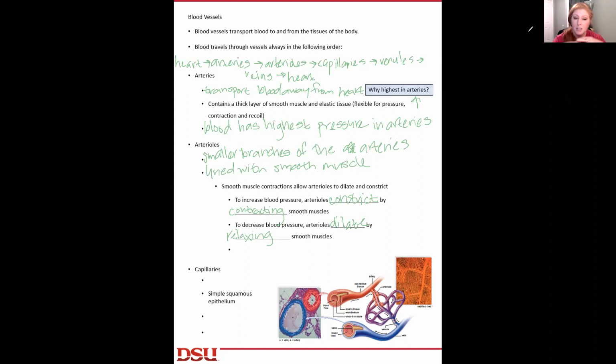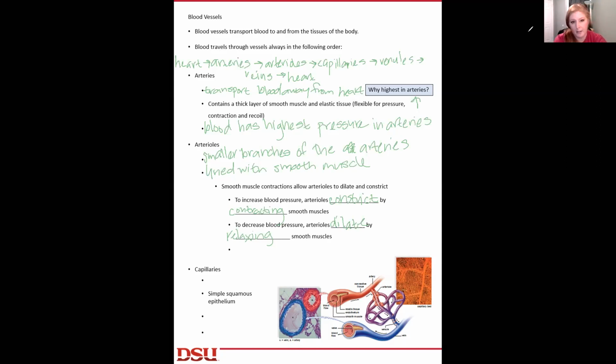If the arterioles are dilated, their circumference is being increased, and the blood has a lot more room to flow, like water through a great big garden hose. That's going to make the blood pressure go down, because you have the same volume, but a larger amount of space.